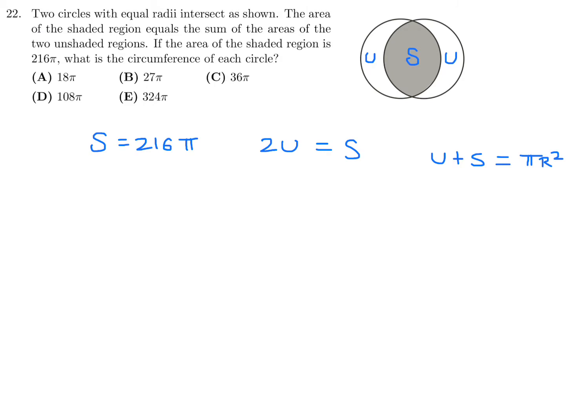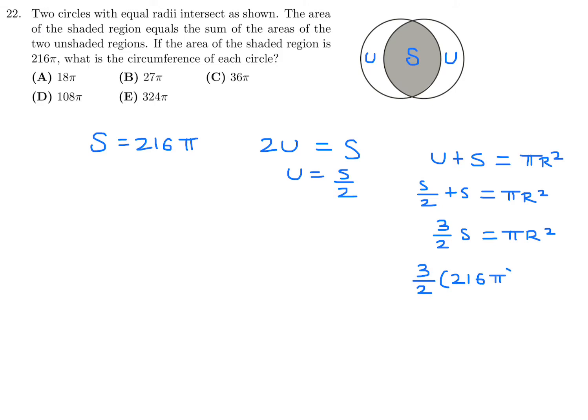Okay, so let's move with this. We will substitute this into this right here. So we have 2U is equal to S, so U is equal to S over 2. So that means this is S over 2 plus S is equal to pi r squared. So if I add this, this is going to be 3 over 2 S is pi r squared. Now at this point, I'll substitute that 216. 3 over 2 times 216 pi is equal to pi r squared.